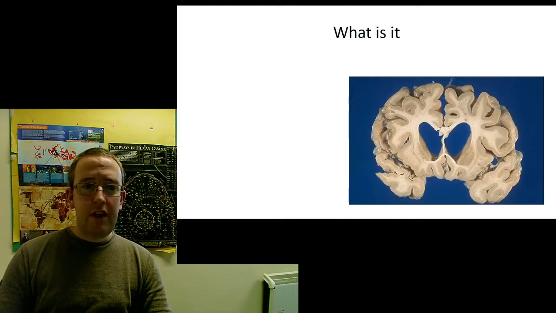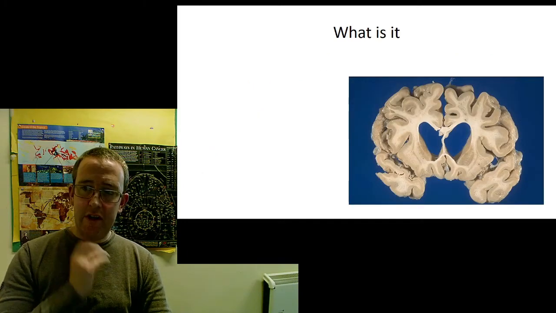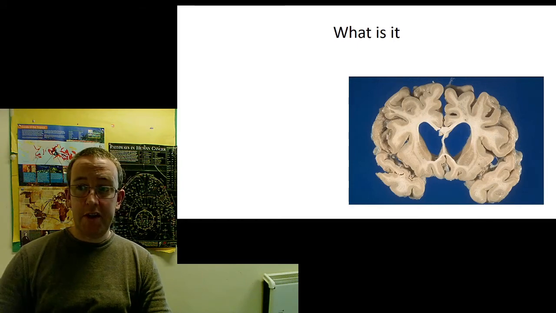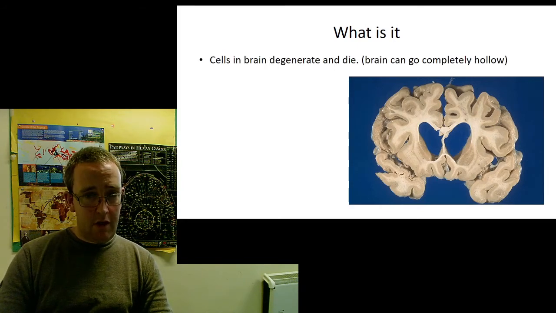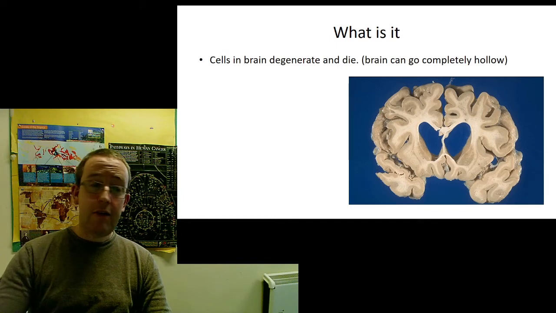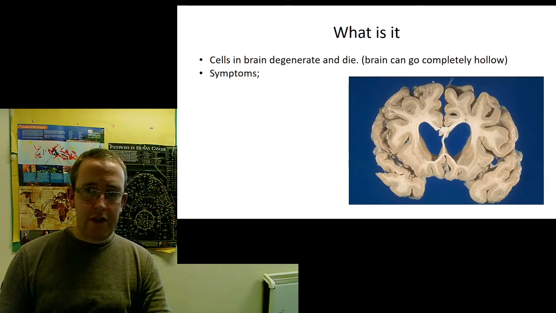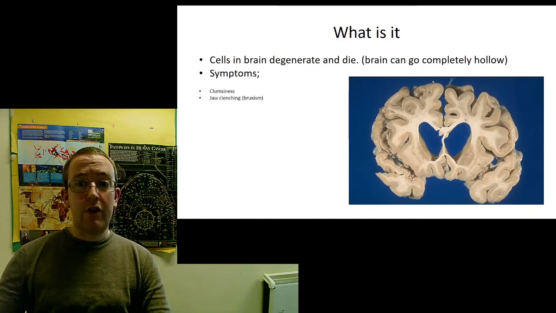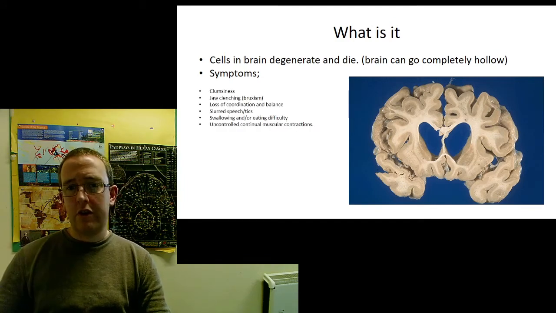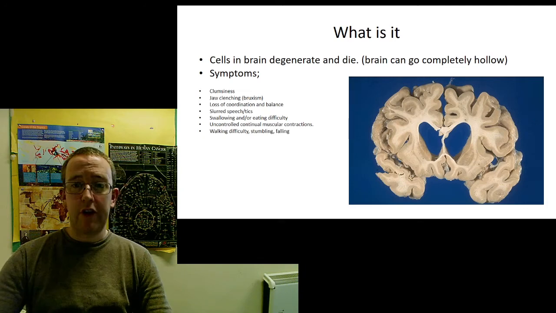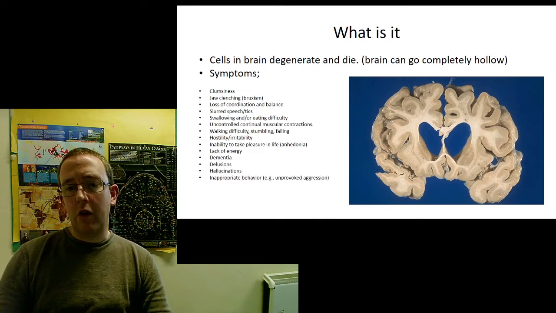Okay, so to give you an idea of what it is, this is a section through a brain of someone who died from Huntington's, and as you can see, there are lots of gaps and holes in it. So the disease basically causes brain cells to degenerate. So symptoms of that would be anything associated with dementia, right? So clumsiness, jaw clenching, loss of coordination, slurred speech, swallowing, uncontrolled muscular contractions, walking difficulty, and so on and so forth.